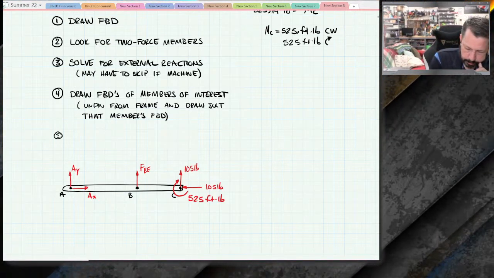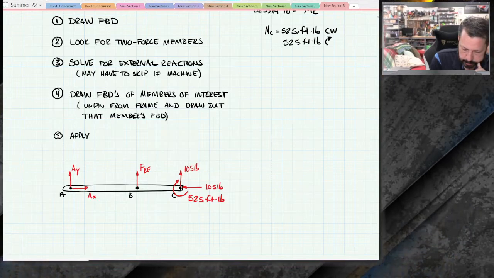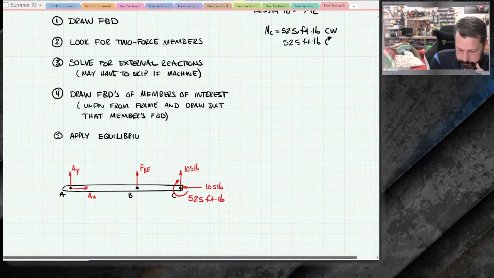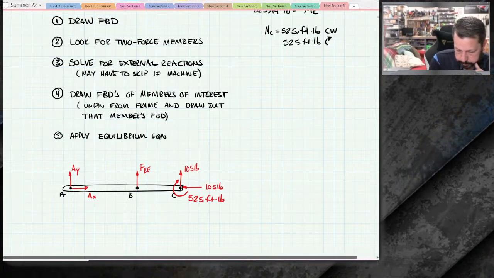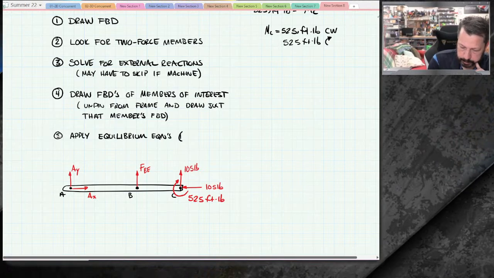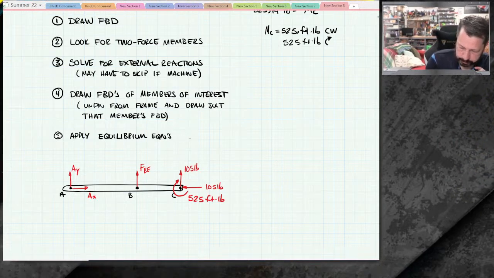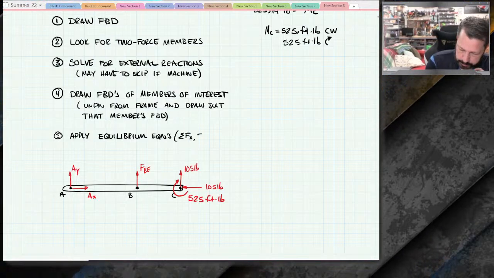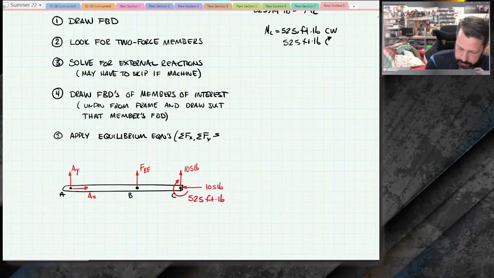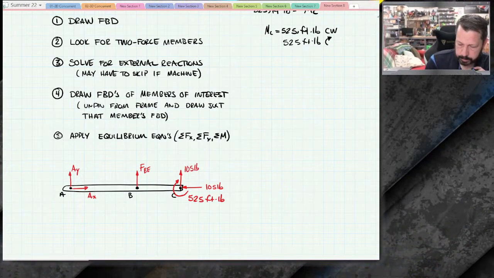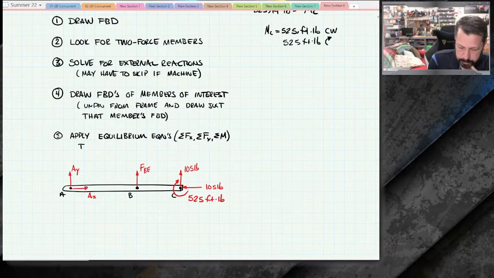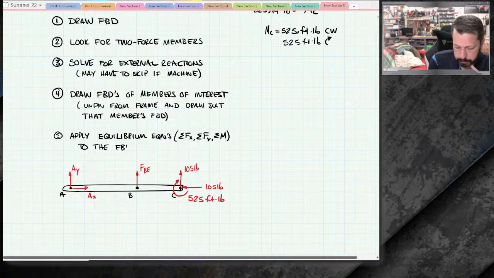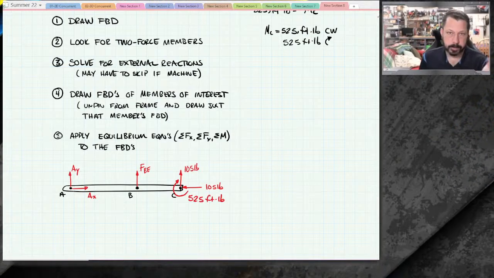then apply equilibrium equations, which I'm talking about summation. Whoa, wow, that's really scratchy. Summation of forces in X, summation of forces in Y, and summation of moments. So apply those equilibrium equations to the free body diagrams that you just drew from the members of interest.